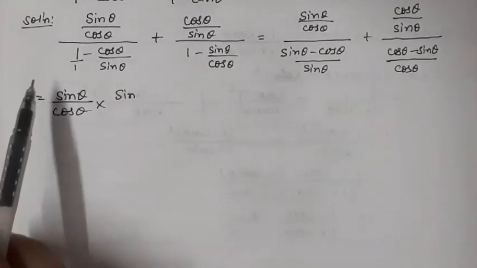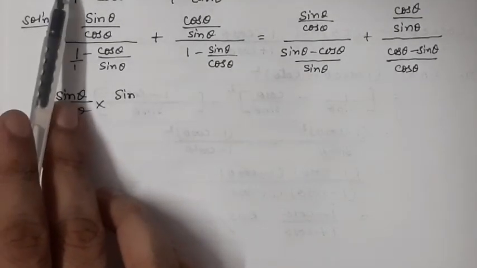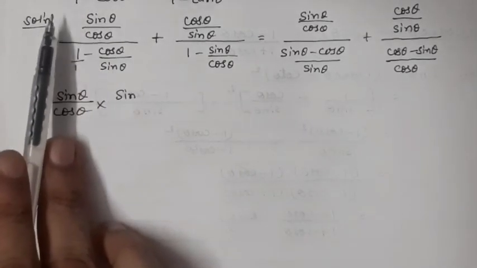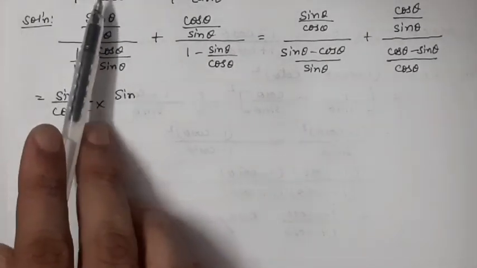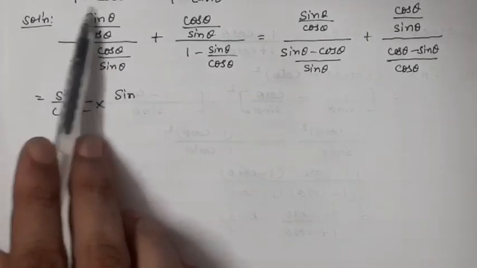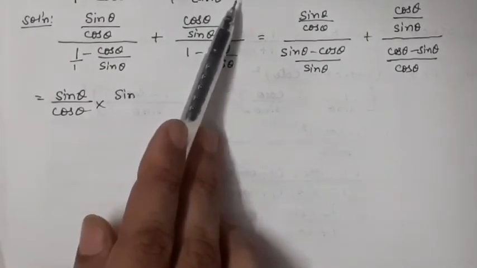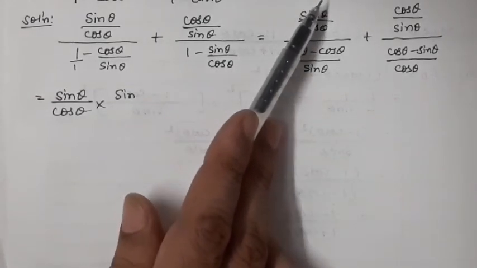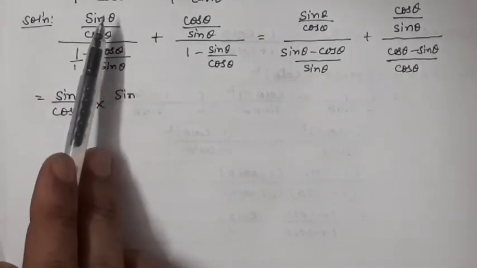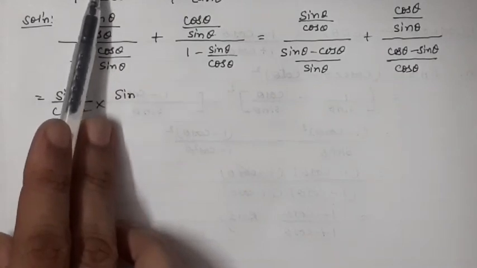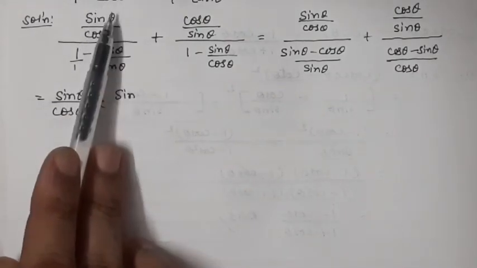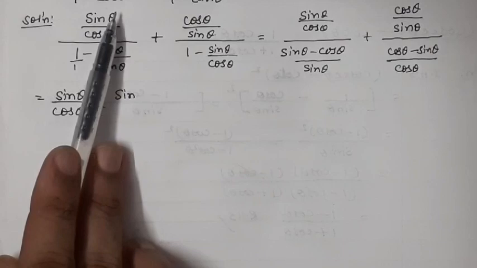Yes, come on. Exercise 8.4, question number 5, third part. It is a very important one. What is the question? Tan theta upon 1 minus cot theta plus cot theta upon 1 minus tan theta equal to 1 plus sec theta cosec theta. Okay, what to do? First of all, you have to convert tan theta in terms of sine and cos, cot theta in terms of cos upon sine.